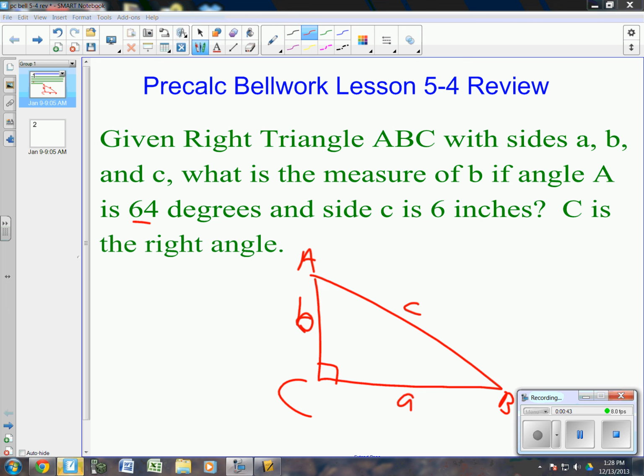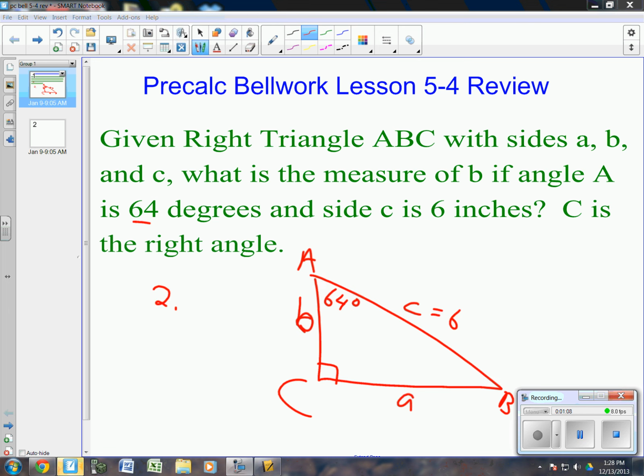You know c is 6, and you know the angle A is 64 degrees. Does that give you enough information to find b? Yes. Okay, and what did you use? Cosine. Did everybody use cosine? Because angle A is the angle we're given, we want the adjacent side, and we're given the hypotenuse. Adjacent and hypotenuse is cosine. What did you guys end up getting for the answer?